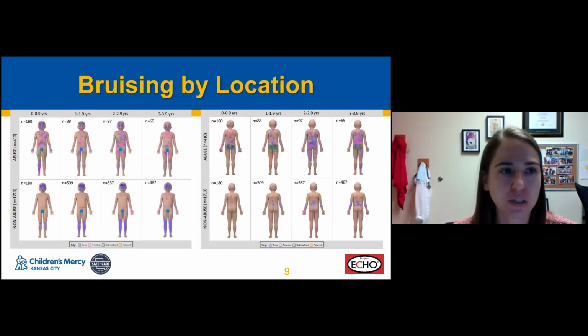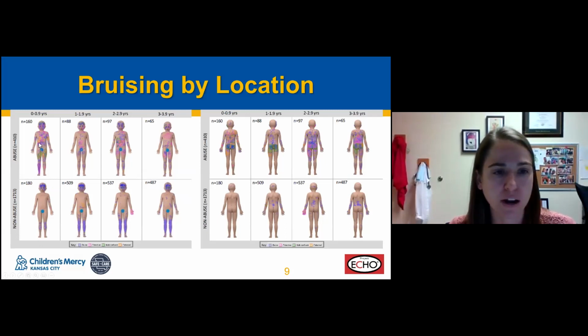This slide shows the bruising by body location that they found. This is a composite result of the bruising location that they had documented on all their patients. I've got two of their tables here. This one shows the front side of the body, and this is showing the back side of the body. Just to orient you, the bottom row is non-abused patients, and the top row shows abused patients.